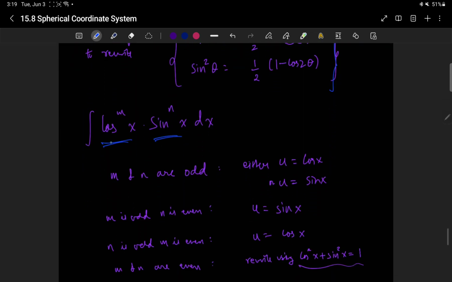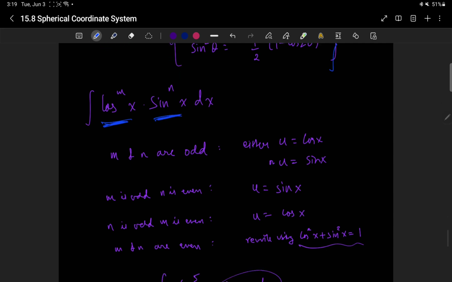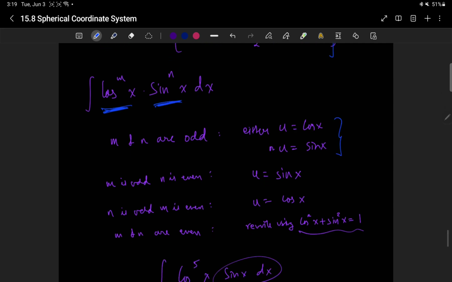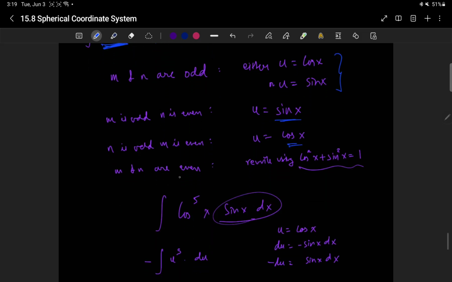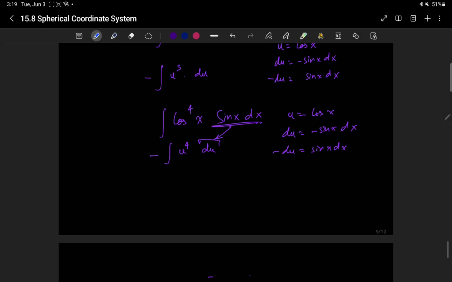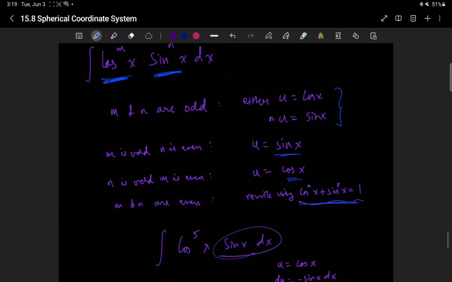The other thing that you might encounter is cosine to the m and sine to the n. If they are both odd, you can just use any of them and it works. If m is odd and n is even, we use sine x and use cosine x. If they are both even, then we rewrite them using cosine squared plus sine squared equals 1. So try that out with different values.